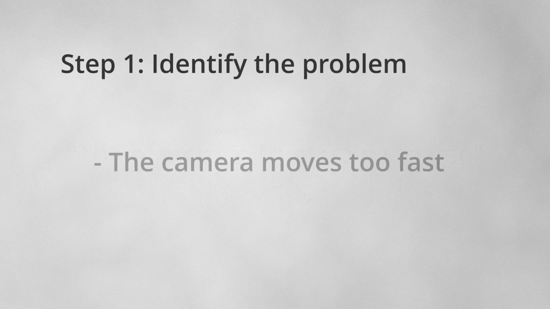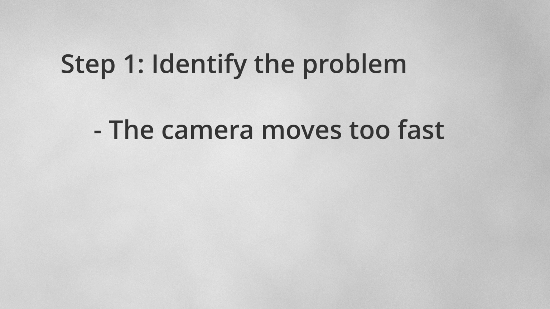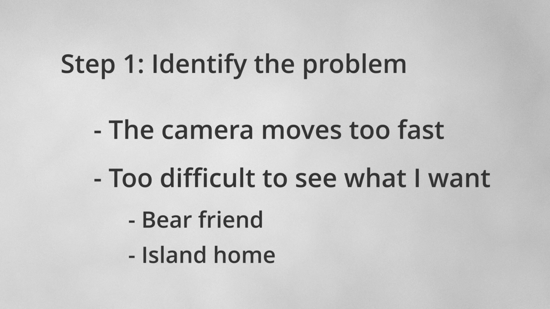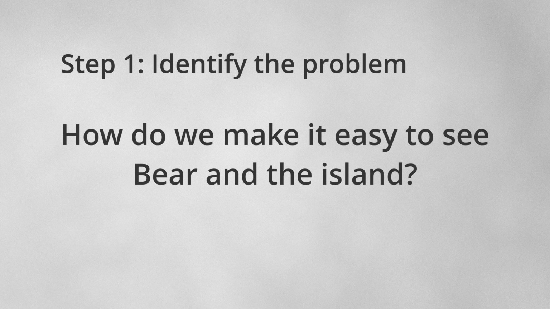The camera moves too fast. Why is that causing you frustration? Because I can't look at what I want to look at. What is it that you want to look at? I want to watch BearFriend wander around doing her thing, and I want to see things that are happening around the island, and kind of the island itself. Okay, so if we take all of that into account, the problem we're trying to solve is, how do we make it easier to watch BearFriend do her thing and also see the island?